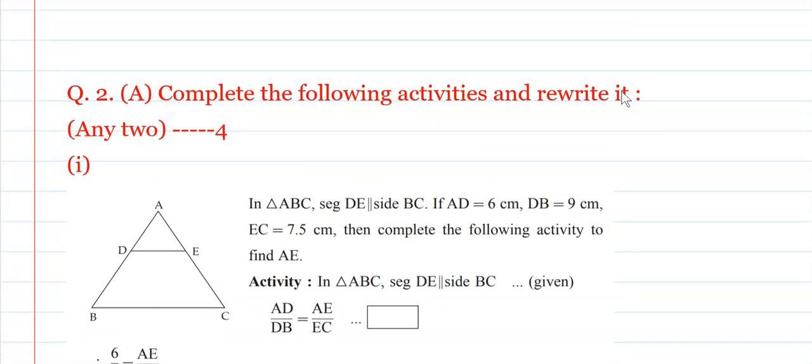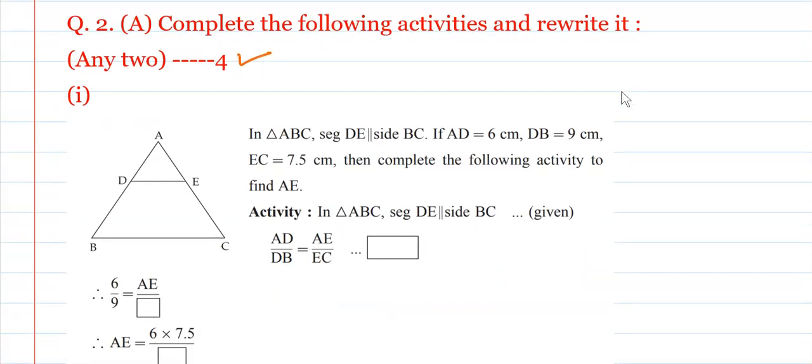Now the next: complete the following activity and rewrite. Any 2 are to be solved, and 4 marks are given. Here, in triangle ABC, DE is parallel to BC. AD is equal to 6, DB is 9, EC is 7.5. Then complete the following activity to find AE. We have to find out AE.